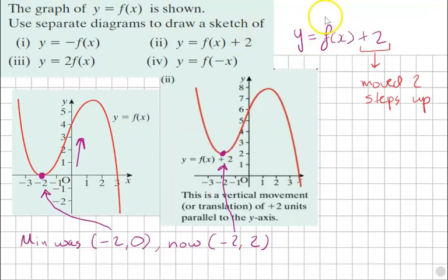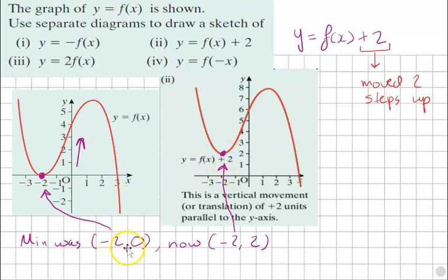So next we have y is equal to f of x plus 2. So we want to move 2 steps up. Again, on our left, we have our original function, and it's going to move 2 steps up. So focus in on this point here, minus 2, 0. And notice that in our new graph, the minimum point is minus 2, 2.